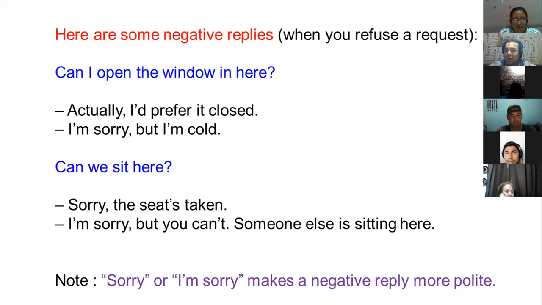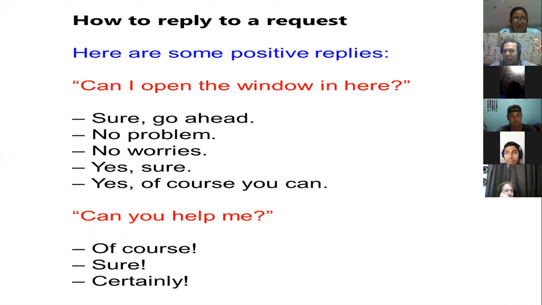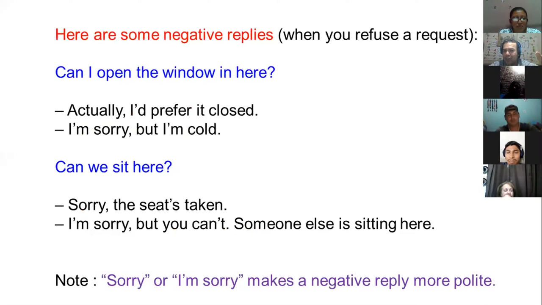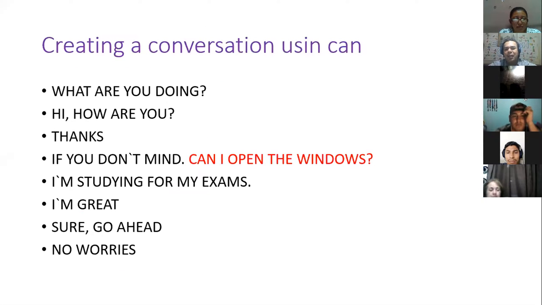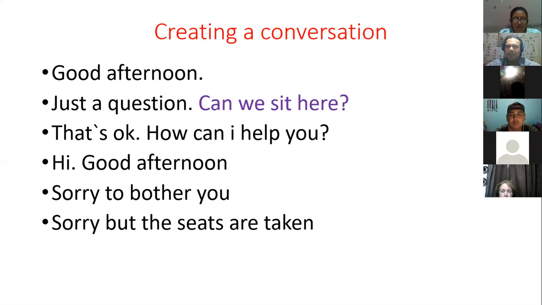Okay. All right, guys. So, let's continue. Vamos a poner en práctica esto que hemos visto, okay? Empezamos acá. We continue right here with some positive replies. And we continue with some negative replies, okay, for some requests or refuse some request. Here we have this conversation, okay? Creating a conversation using can in informal form. ¿Qué es lo que vamos a hacer? Take a picture. Las vamos a crear porque están en desorden. Okay, take a picture.